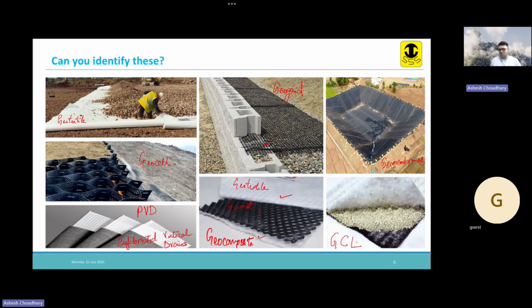And this also acts as a liner. Okay, so these are some of the main basic types of geosynthetics, and we will be discussing more about them as we progress through the course.